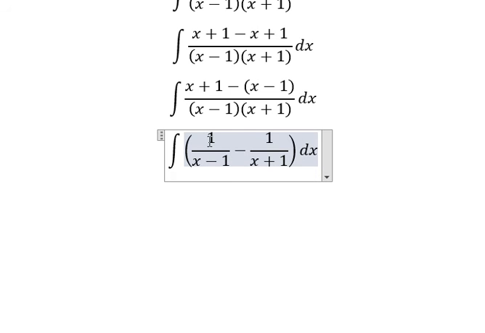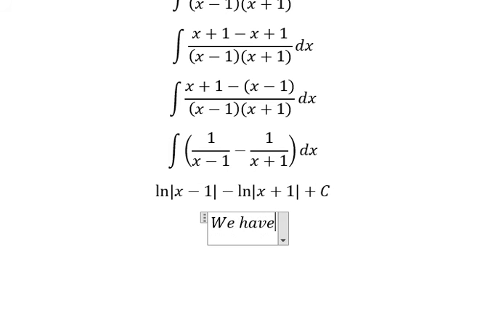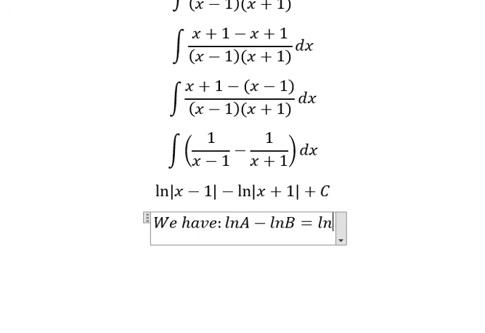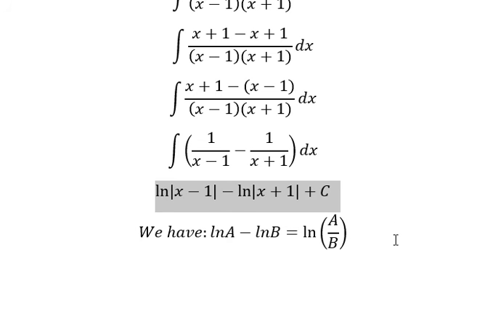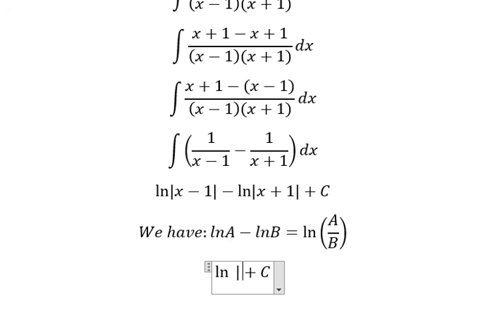The integration of this one, you get ln of the absolute value of s minus 1. Similar for this one, and we put c. Next, we have the formula in here: ln a minus ln b equals ln of a over b. So for this one, you get ln of the absolute value of s minus 1 over s plus 1.